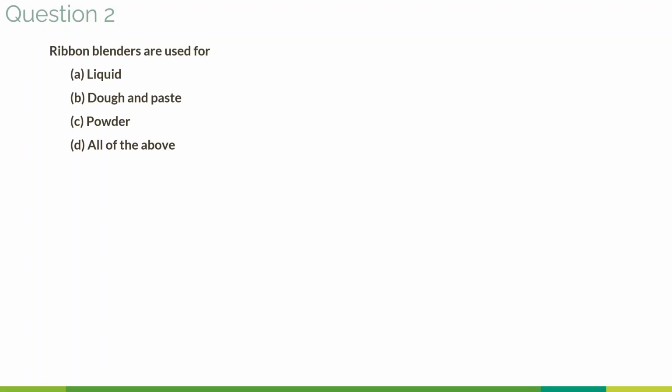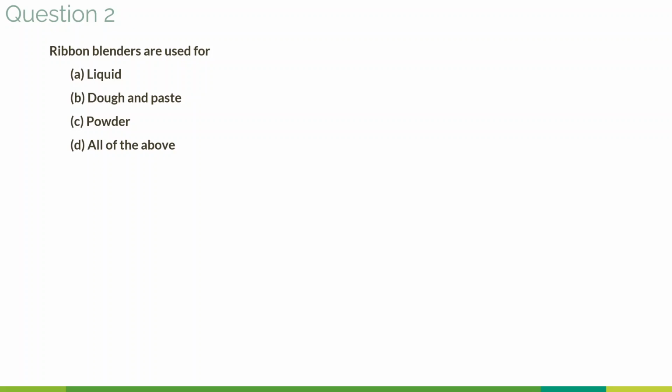Okay, moving to question 2. The ribbon blenders are used for A, liquid, B, dough and paste, C, powder, and D, all of the above. One of the frequent questions that you'll be encountering in the assignments, as well as your other questions, is that you'll have to relate a certain kind of blender to its application. So that will be the kind of question that is asked time and again. So we'll deal with a few questions here in this problem solving session.